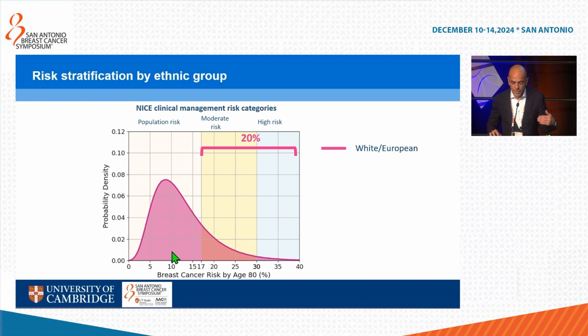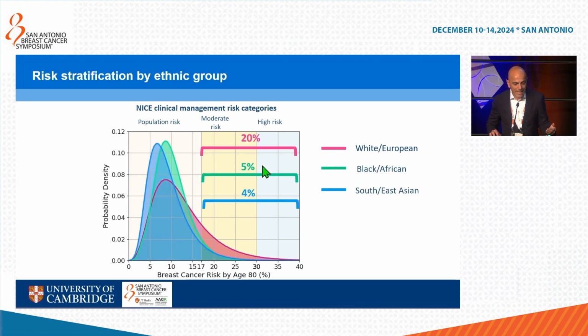If we use now the ethnicity-specific model and we look at the risk distribution among whites, this is the distribution we get here in red, where around 20% will be falling into the moderate and high-risk categories. But when we look at distributions among Black and Asian women, as you can see, these distributions now are shifted towards having a lower risk, but also they are narrower. And this is because of 2 reasons: the lower cancer incidences in those groups, but also the narrower polygenic risk distributions.